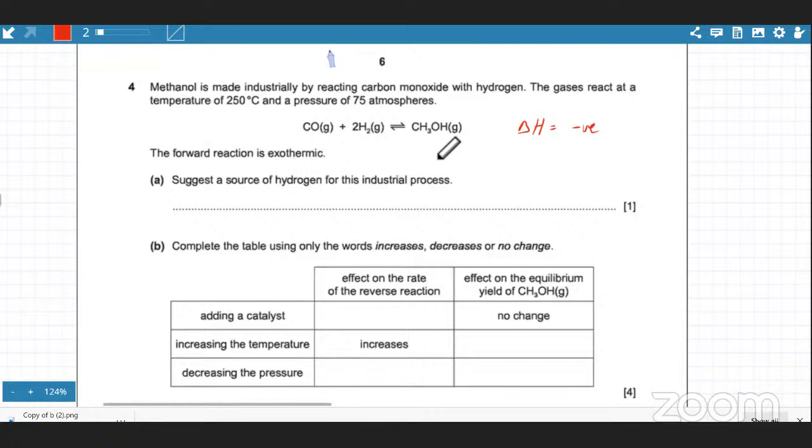Suggest an industrial source for hydrogen. There are two sources. One is water, the electrolysis of water. So that's one way of producing hydrogen gas. The other one is cracking of oil. So that's the other one.